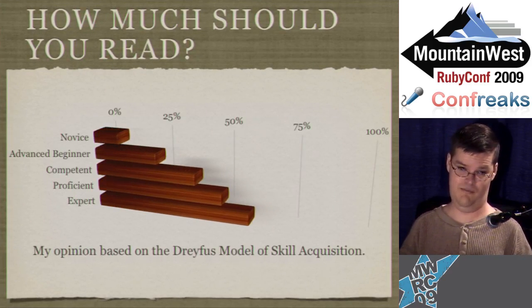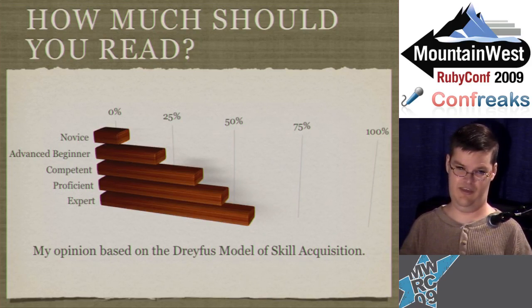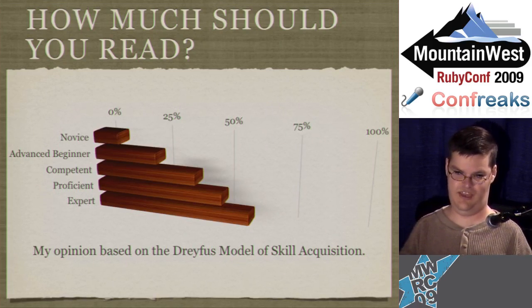These are totally my opinion, based on the Dreyfus model of skill acquisition, but I think there's important things to notice here. By the way, if you're not familiar with the model, this is all the 5 stages of learning you go through. So everybody in this room is somewhere on the scale with Ruby, and each stage defines what you know and what you need at that stage to progress to the next stage.